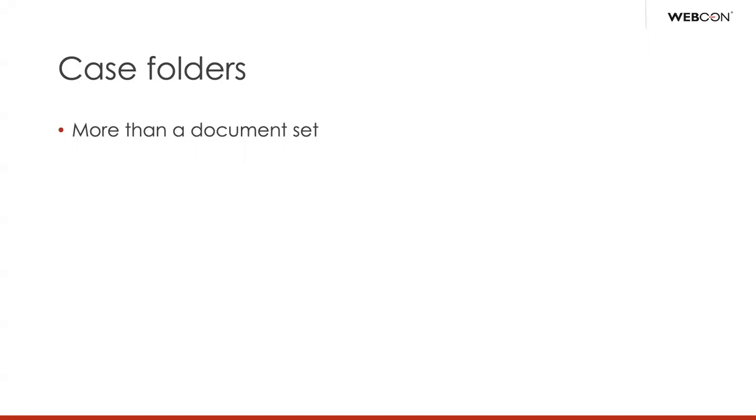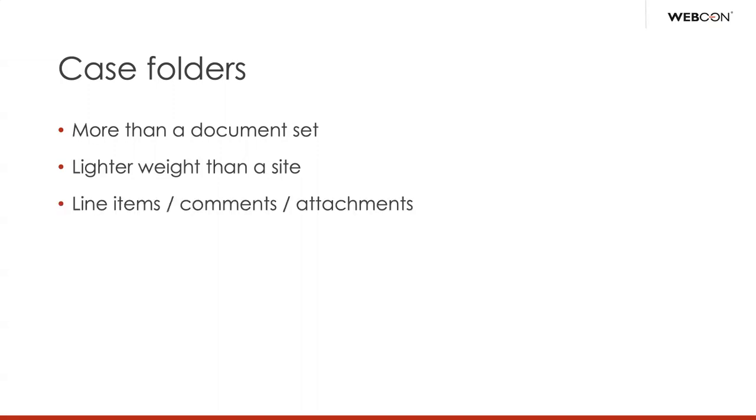So we certainly can be a container for multiple documents with metadata, but we can also have multiple sublists or detail items in it. It's lighter weight than a site, but if you didn't have case folders, you would need an entire SharePoint site to do these kinds of things, because we have one or more sets of line items, zero or more, I guess. You don't need to have detail items, but you can. There's always a place for comments. There's always a place for multiple attachments.